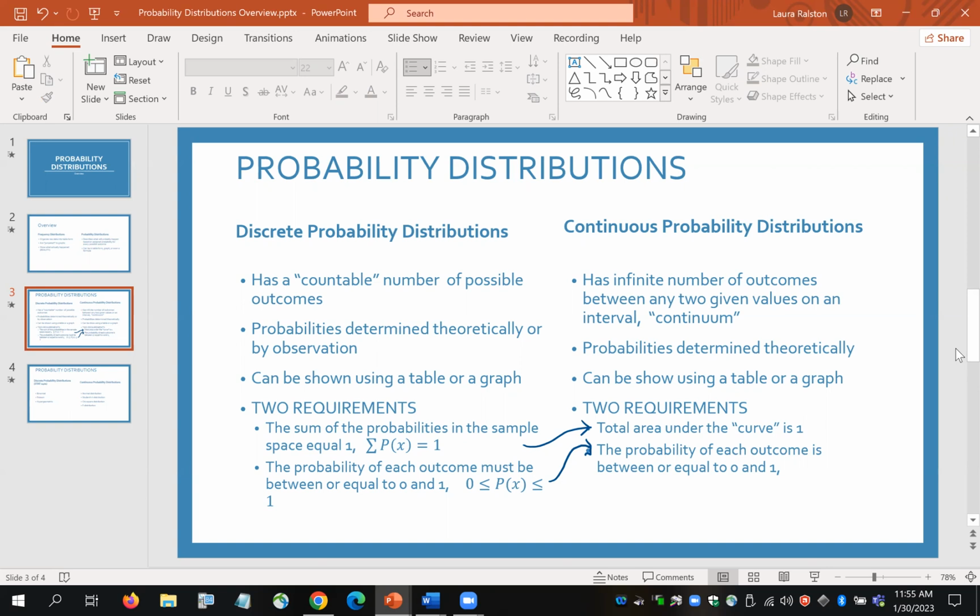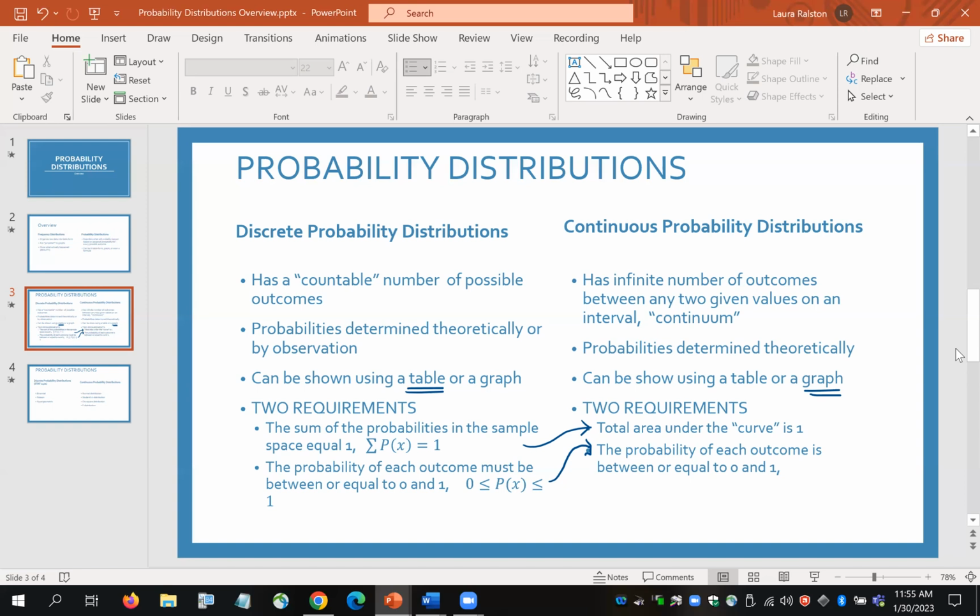Because typically with a continuous probability distribution, although it can be in a table form, we most times will see it in a graphical form. With discrete, again, it could be either, but most times you see it in a table form. And so that's a little bit of a different idea for students to grab a hold of. And we'll talk more about that in our next discussion.